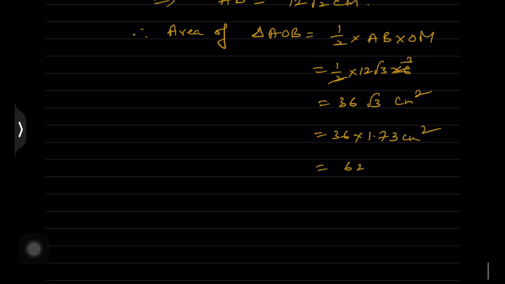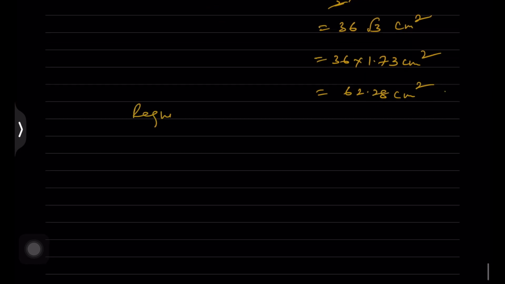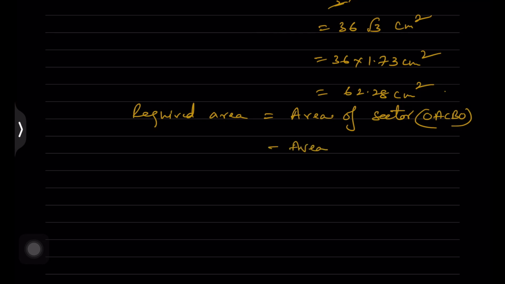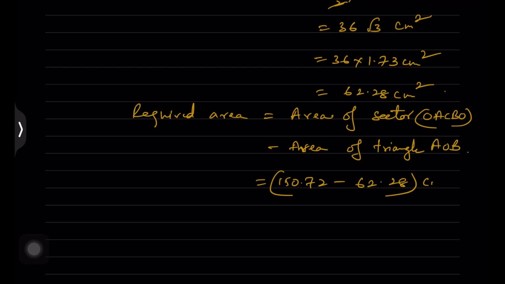Which is equal to 36 into 1.73 centimeter square, which is equal to 62.28 centimeter square. So therefore the required area is equal to area of sector OACBO minus area of triangle AOB, which is equal to 150.72 minus 62.28 centimeter square, which is equal to 88.44 centimeter square.